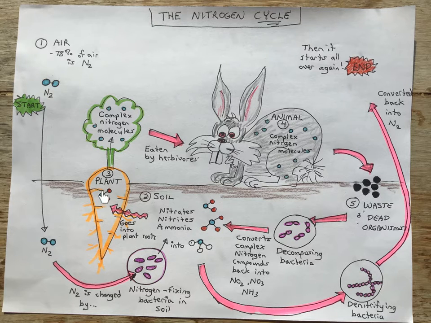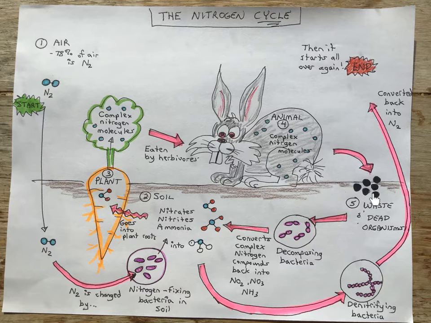Now, the plant roots can take it in. Plant then uses it and makes complex nitrogen molecules. How does it get into animals? We eat the plant, or another animal eats an animal. So now it's part of our tissue. In animals, it's part of our muscle.